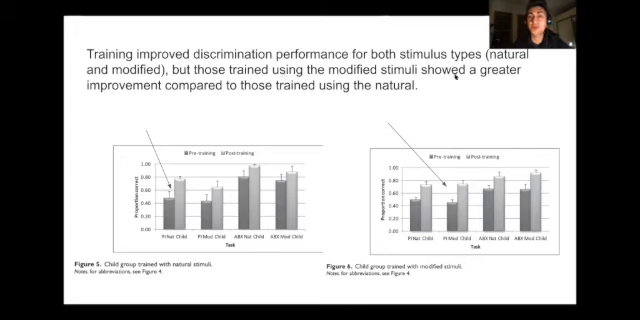The training improved discrimination performance for both stimulus types, natural and modified, but those trained using the modified stimuli showed a greater improvement compared to those trained using the natural. So this statement right here gives some clout to the modified stimuli, the synthesized speech, both spectral and durational, offered some benefits.